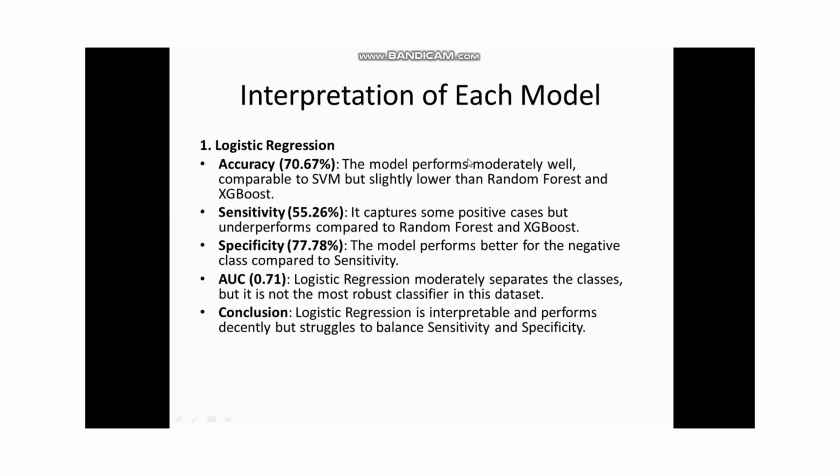So for the logistic regression, just like we stated earlier, this is the accuracy. The model performs moderately well with an accuracy of 70.65%, comparable to the support vector machine, but slightly lower than the random forest and the XGBoost. Now the sensitivity here, just like we said earlier, is about 55.26%. It captures some positive cases but underperforms compared to the random forest and the XGBoost.